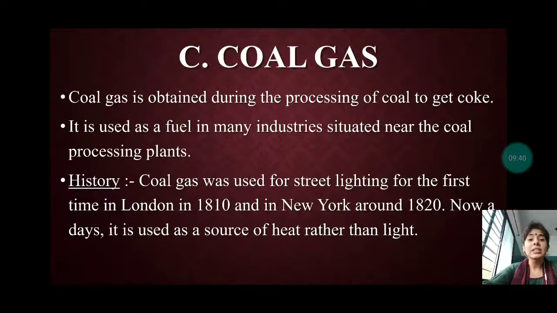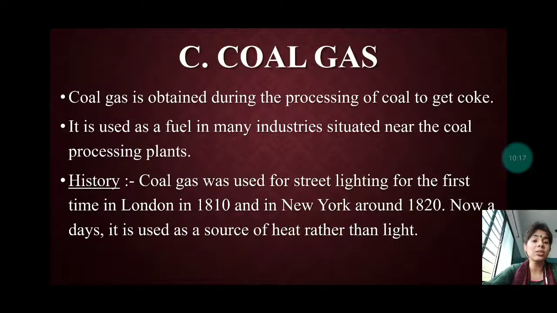So the third one is coal gas. First was coke, second was coal tar and third is coal gas. Let us discuss what coal gas is. Coal gas is obtained during the processing of coal to get coke. For coke production, the processing of coal is done. Coke is in solid form, coal tar is in liquid form, and coal gas is in gaseous form. It is used as a fuel in many industries situated near the coal processing plants.